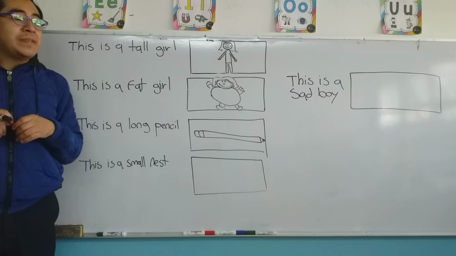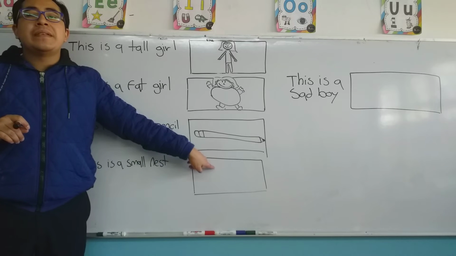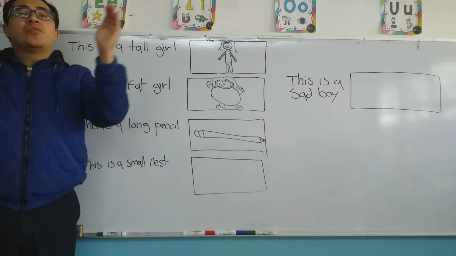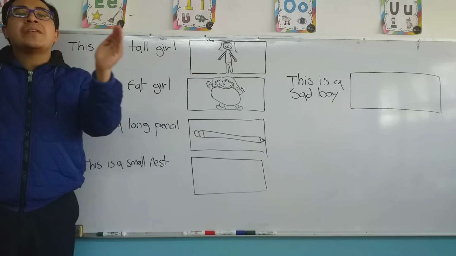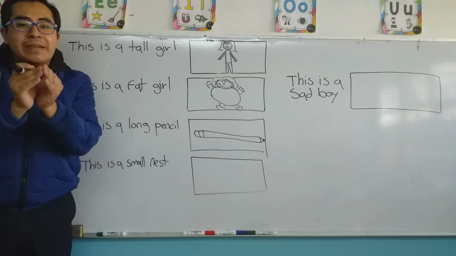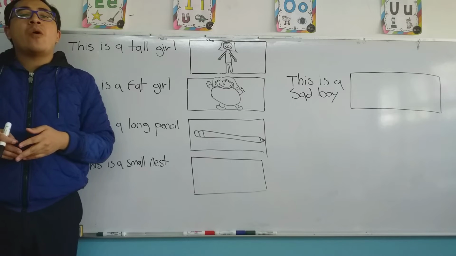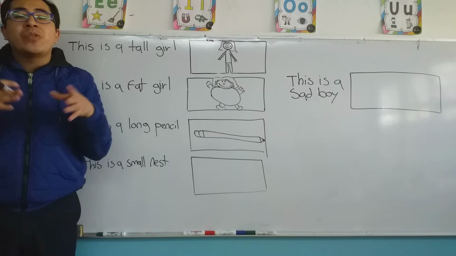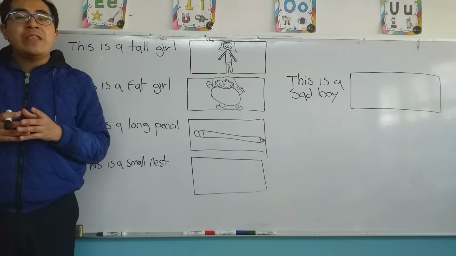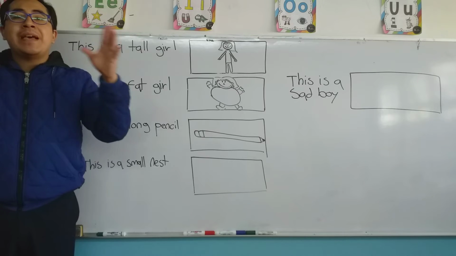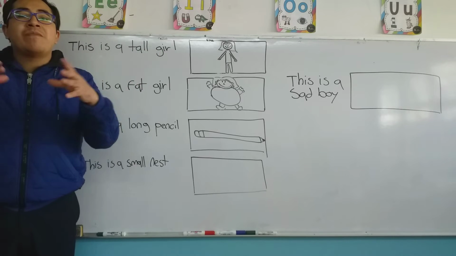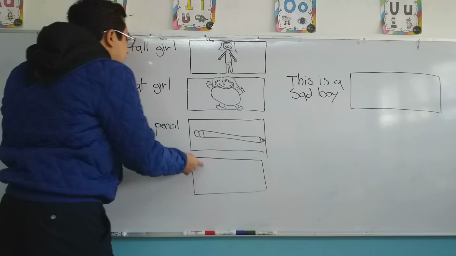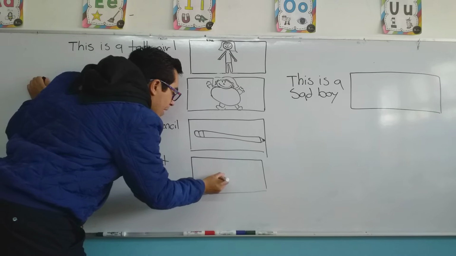Now, let's continue with number 4. For number 4, it says, this is a small, remember, the contrary of big, small. This is a small nest. Now remember, a nest is an object that all birds use to lay their eggs, to keep them warm. Recuerden que un nido es un objeto que utilizan todas las aves para poner ahí sus huevos y de esa forma mantenerlos calientes, ¿ok? Tibios. So, this is a small nest.